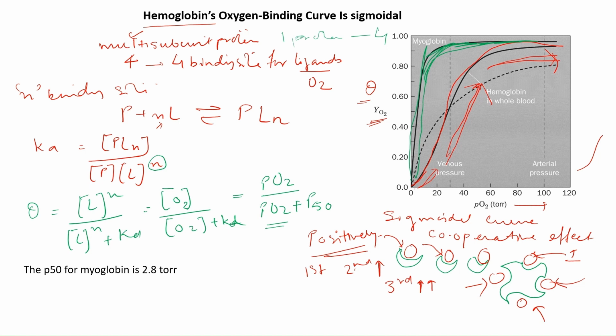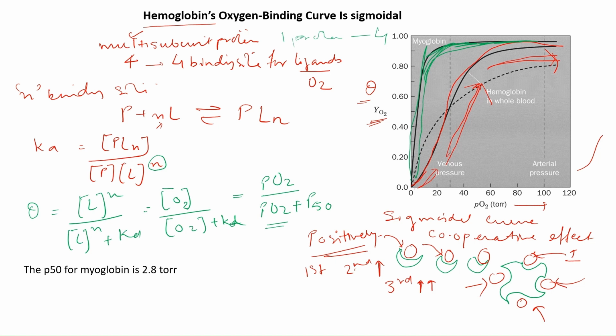Clear? So now it is clear why the graph of myoglobin is a hyperbola and why the graph for hemoglobin is sigmoidal. The hyperbola curve is a result of individual binding of ligands, and the sigmoidal curve represents the cooperative effect.